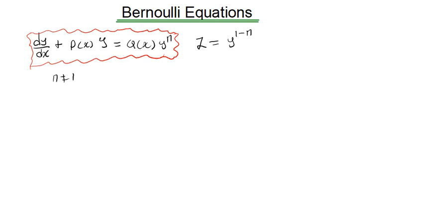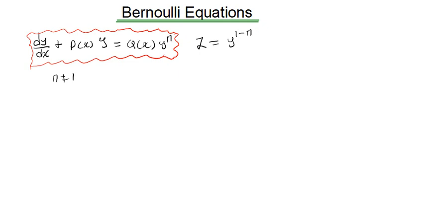Okay, so the fact that I'm changing my dependent variable, which is y, also tells me that I need to change my dy dx, meaning I need to be using dz dx. So the question is, how do I come up with the dz dx? It's just a matter of you differentiating what you have there with respect to x.